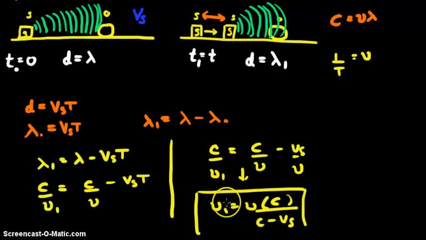And this is when the source is moving towards the observer. If the source is moving away from the observer, obviously we'll get plus, because an additional amount of distance will be added to the actual wavelength. So when you solve it, in the end we'll get plus or minus over here.